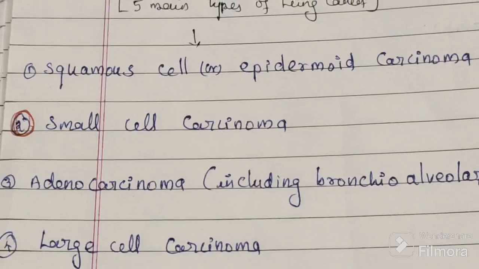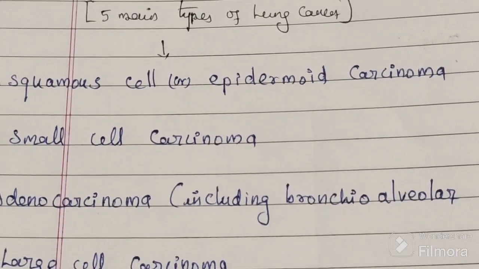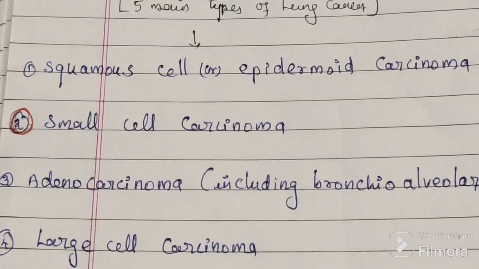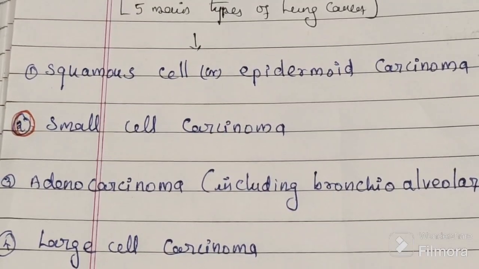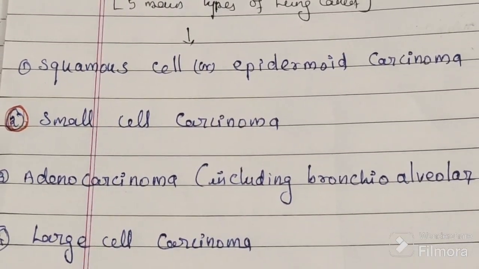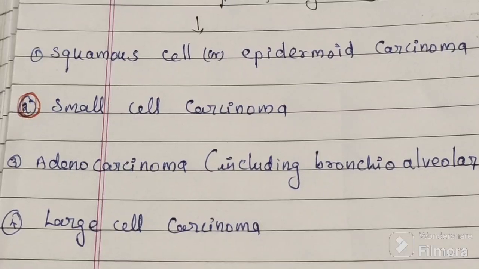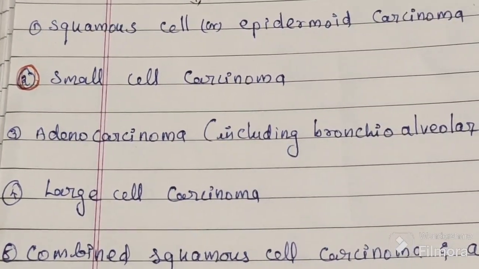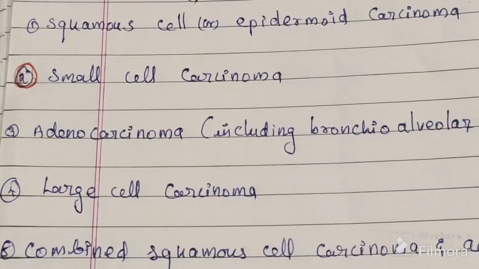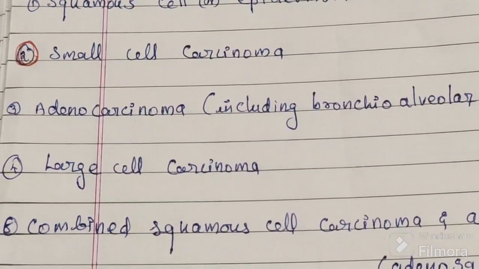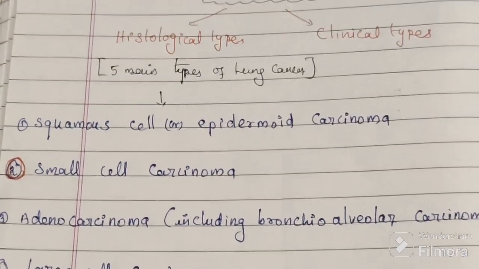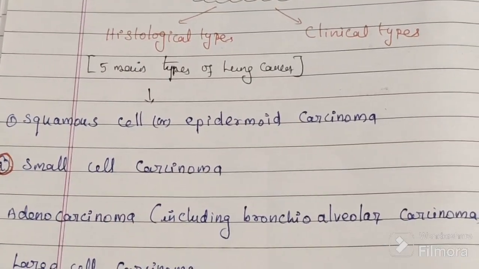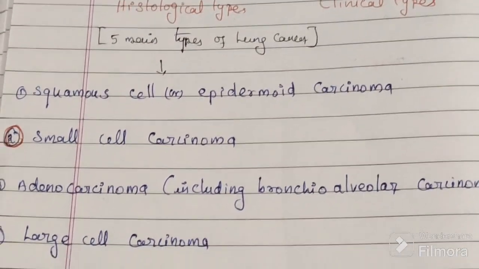First one is squamous cell carcinoma. Second one is small cell carcinoma. Third one is adenocarcinoma. Fourth one is large cell carcinoma. Fifth one is combined. So these are the 5 types of cancers under histological types.